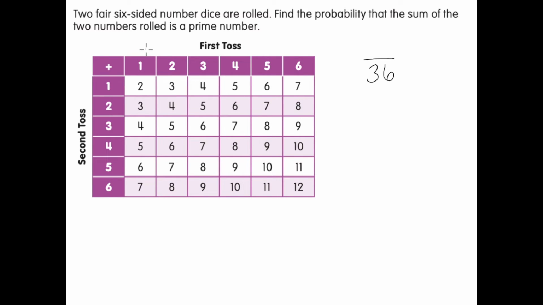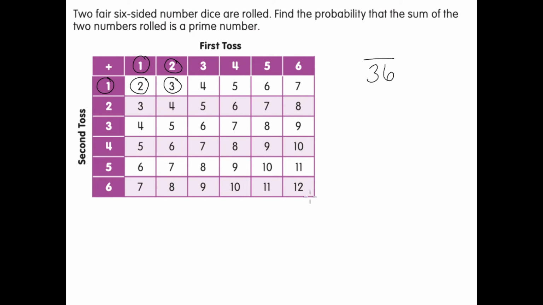So the way this one was set up, our first toss was a 1, and our second toss was a 1. Well, if you add 1 and 1 together, that gives you 2. You have a 2 and a 1, which gives you a total of 3, because again, we're looking for the sum of the 2 numbers. So when we roll the dice, these are all possible outcomes when you add up your numbers. We're looking for specifically prime numbers only for the sum.